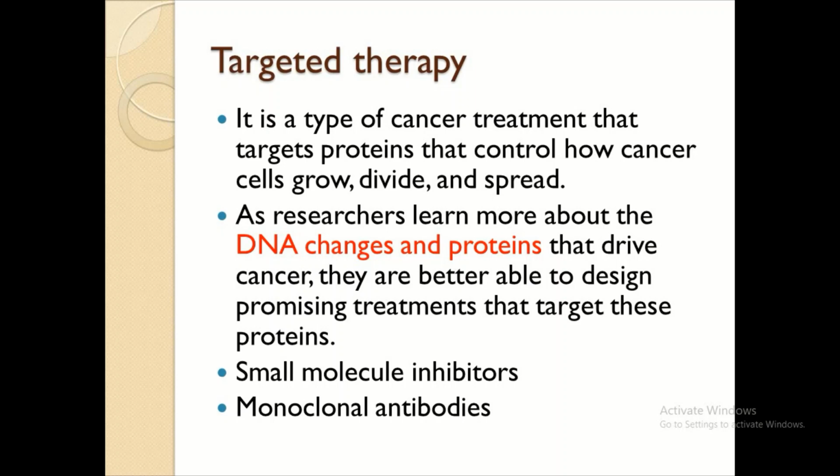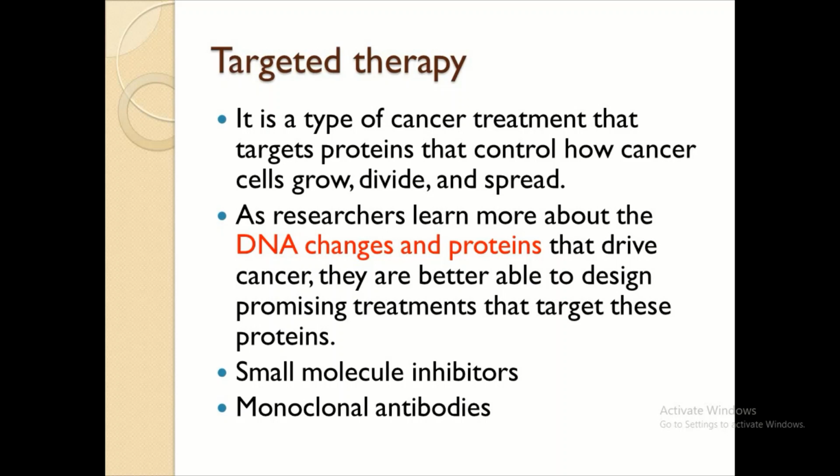So next topic is targeted therapy. This is a type of cancer treatment that targets proteins that control how cancer cells grow, divide and spread. In a specific type of cancer, a specific type of protein will be upregulated. By targeting that particular protein by means of a small molecule inhibitor or a monoclonal antibody, you can control the tumor, or you can sensitize these tumor cells. If you then provide a proper chemotherapeutic drug, this drug will induce apoptosis because the cell is already sensitized by a specific targeted small molecule inhibitor or monoclonal antibody.